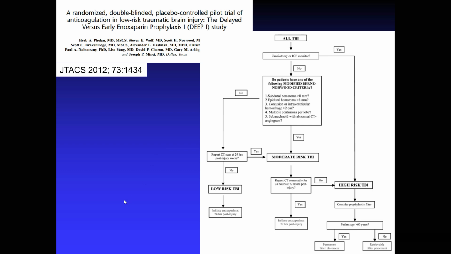Central to this is this modified Byrne-Norwood criteria. What is that? So basically, a subdural hematoma greater than 8 millimeters or an epidural hematoma greater than 8 millimeters, the presence of a contusion or intraventricular hemorrhage greater than 2 centimeters, multiple contusions per cerebral lobe being noted, or subarachnoid hemorrhage with an abnormal CT angiogram. If any of these things are present, then you're dealing with a moderate risk TBI that you should wait longer on. If none of these are present, then you can be more aggressive, as the patient is classified as having a low-risk traumatic brain injury.